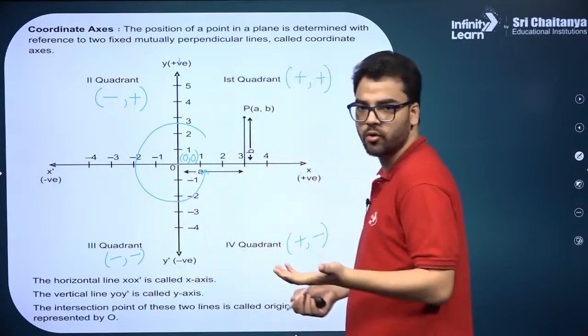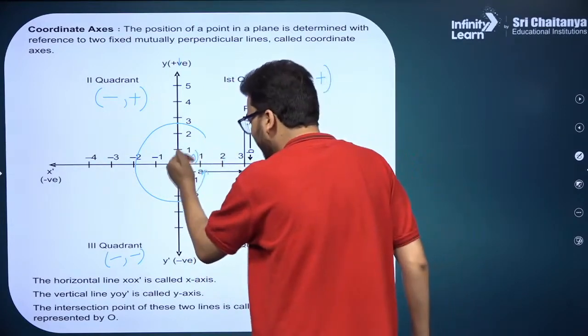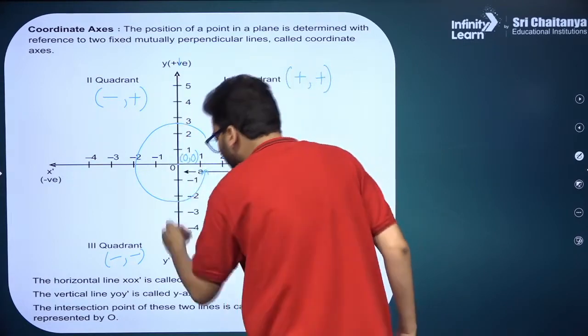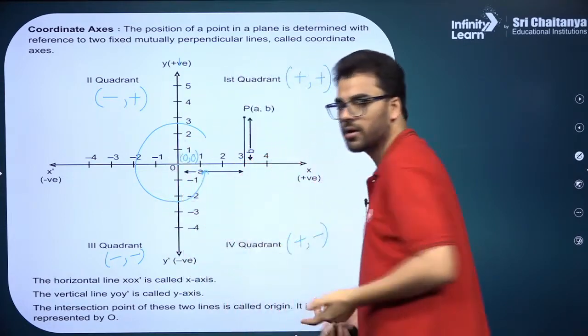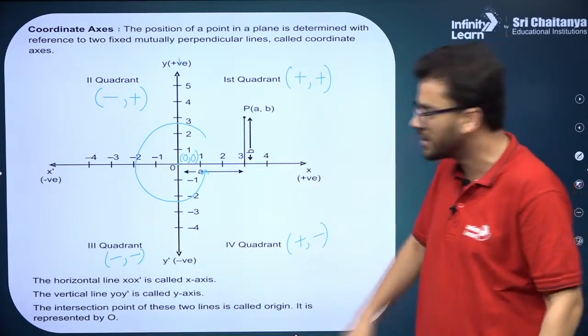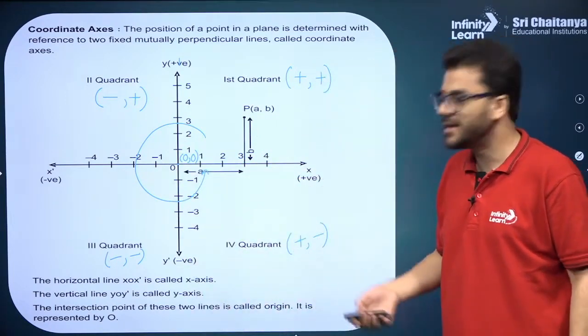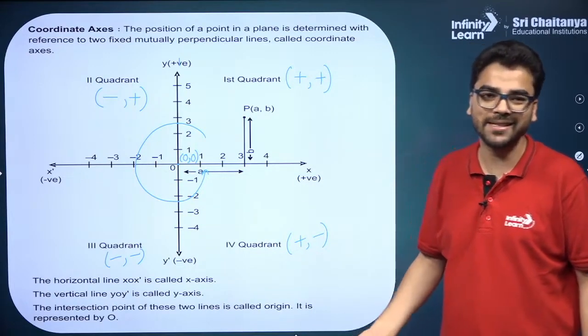So abscissa is 0. Now change in ordinate. Ordinate means you are moving upwards or moving downwards. So ordinate is also, there is no value of ordinate, so therefore it is 0 only. I hope it is clear. I hope these things are clear to every student in this session.